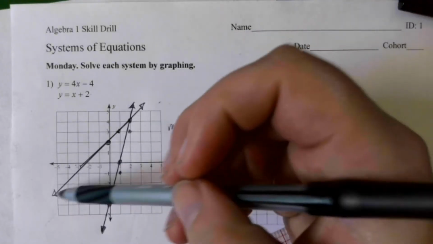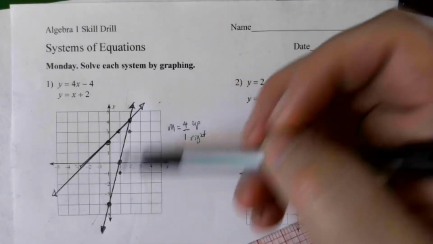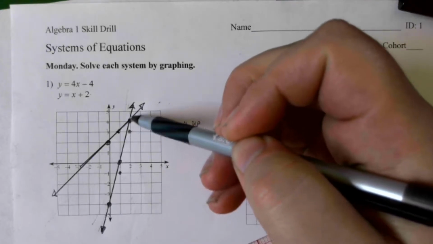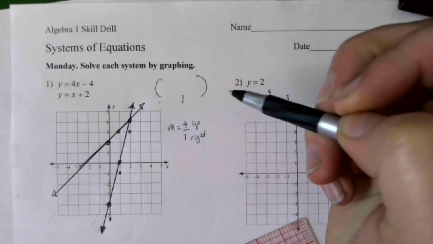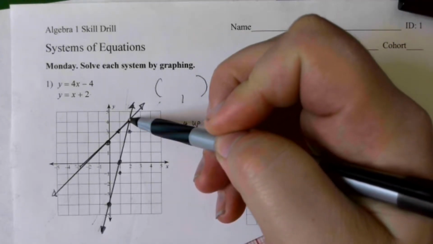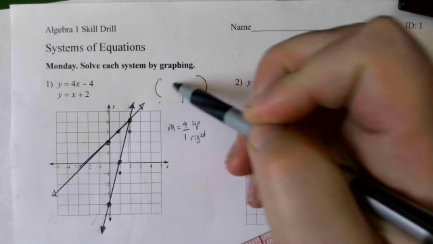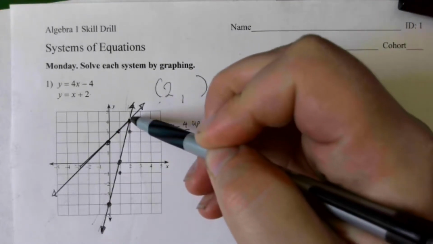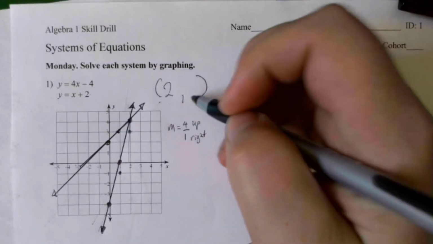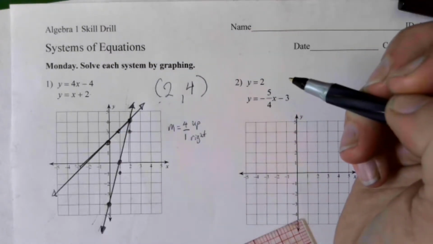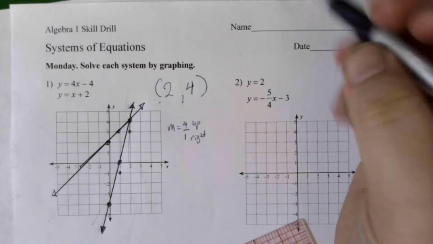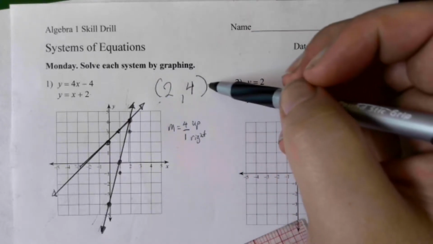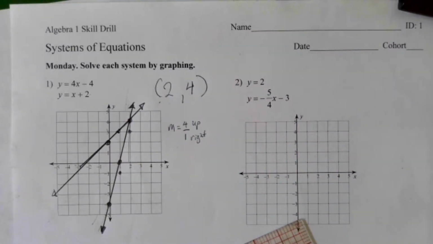And then this is how you're going to show your work, and I'll show you how to do this on the computer. But this point where they cross is really what we're after. So you go at this point, and you go straight down, and it's a 2. You go to the point, and you go straight over, and it's a 4. And this is your solution. That's it. Let's do another one.